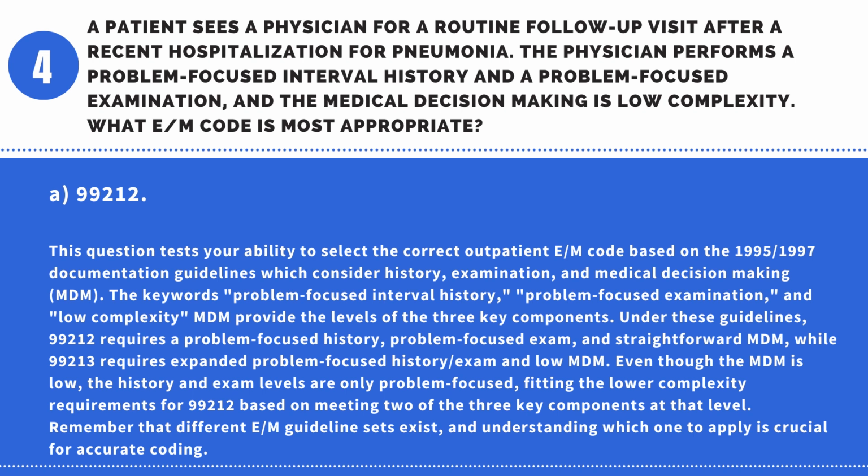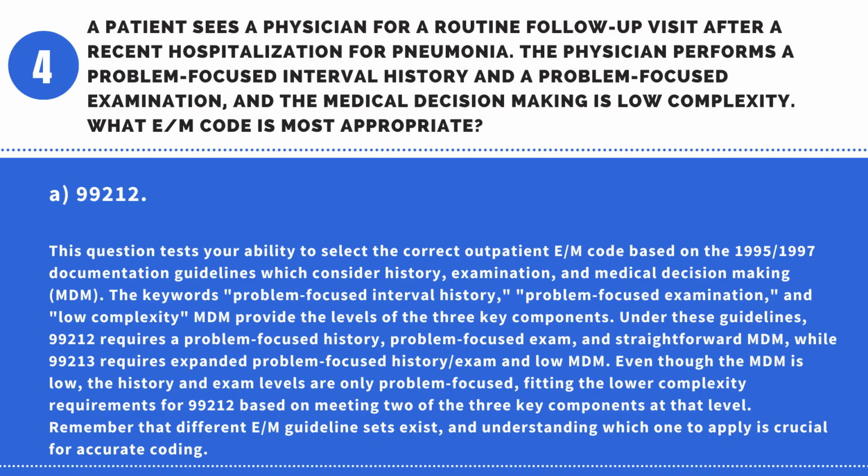Under the 2021 guidelines, established patient E/M is based solely on the level of medical decision-making or total time. Low-complexity MDM directly correlates to 99213. The history and exam levels are not key components under the 2021 rules for code selection. Let's assume the question is asking about the current E/M guidelines unless otherwise specified, as those are most relevant for current exams. Therefore, low-complexity MDM points to 99213.